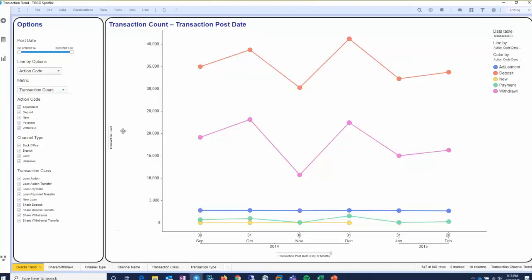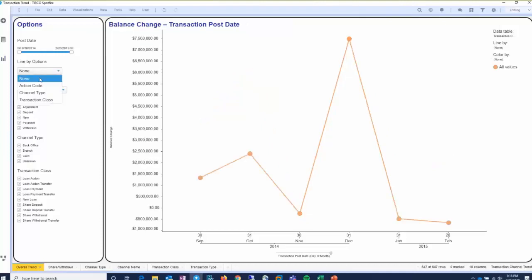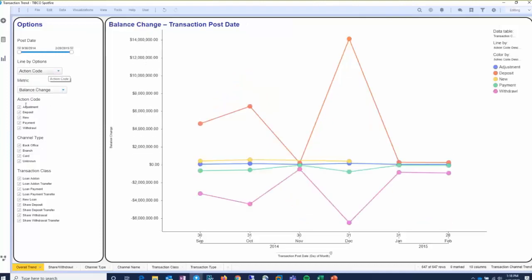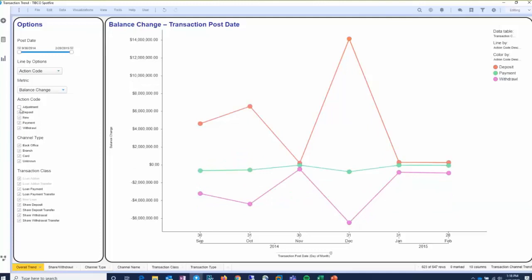Now, there's a lot going on with this dashboard, but it's a very high-level trend. Unfortunately, this is test data, so it's not super deep or long. In a real environment, hopefully you'd see multiple years of data, so you'd see a little more clarity here. But you have a lot of control. You can set the post date. You can choose not to split it by anything and just look at total transaction count or balance change, or split it by the action code, or take adjustments out, or exclude back office. It's all a dashboard that's already deployed today.